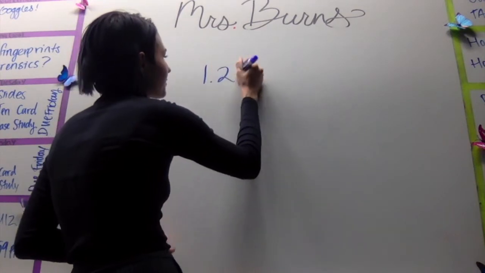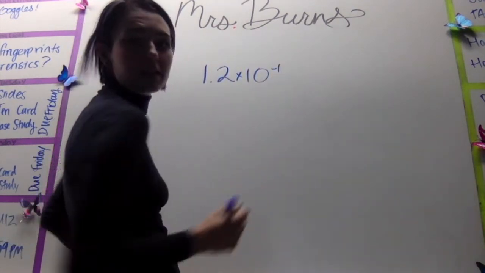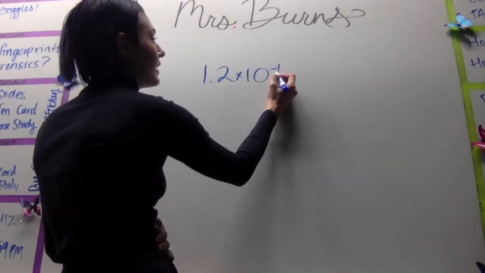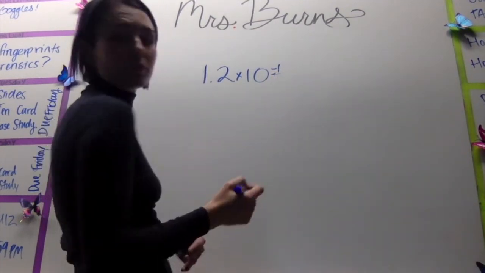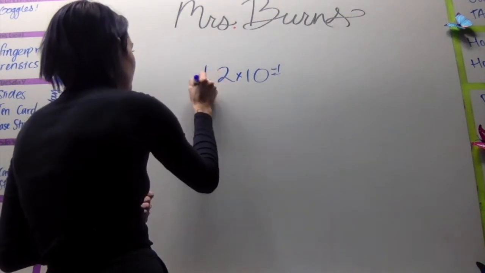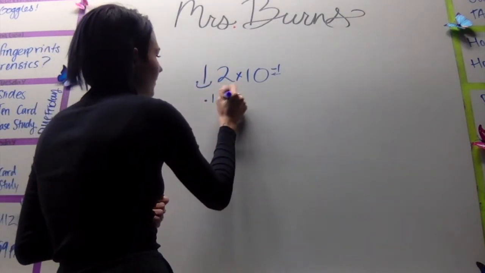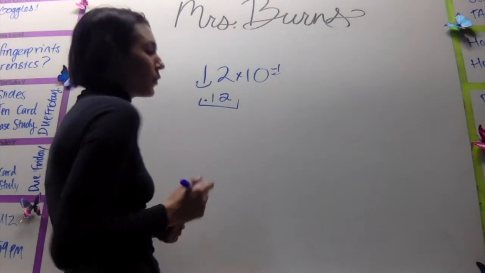So let's start with this one, 1.2 times 10 to the negative 1. So we see it's negative, which means that we're going to be moving to the left, and it's a 1, so we're going to be moving to the left 1 time. So take that decimal point, move it to the left, and our number is 0.12.